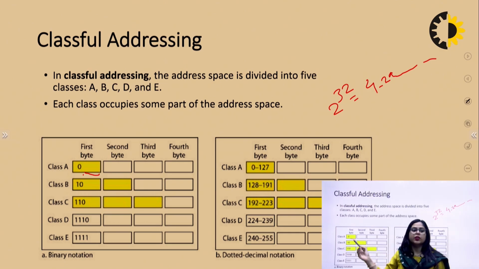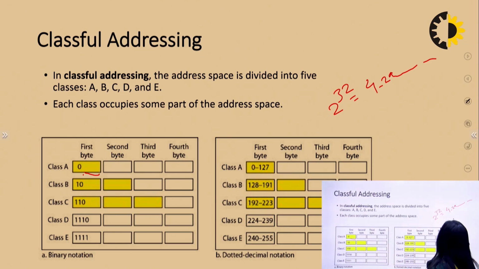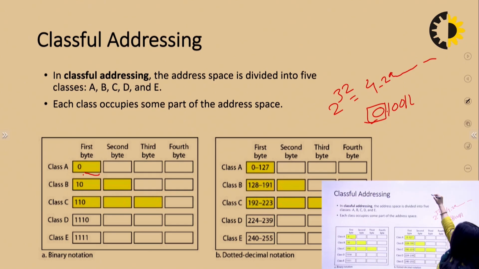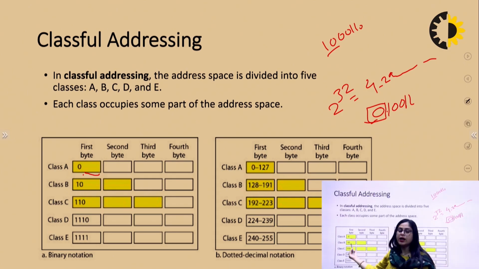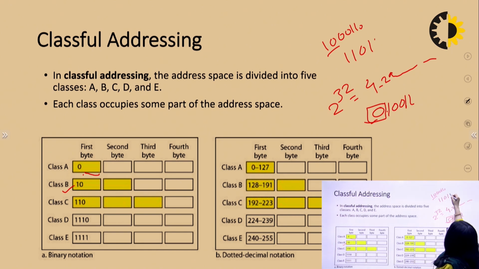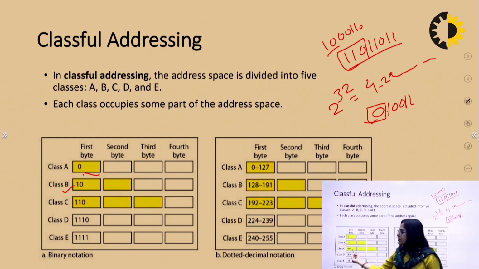That means if the IP address starts with 0, that is, the first bit is 0, we can understand that the address belongs to class A. After that, if the bits start with 10, we can consider that the IP address belongs to class B. After that, if the starting bits are 110, then that IP address belongs to class C.